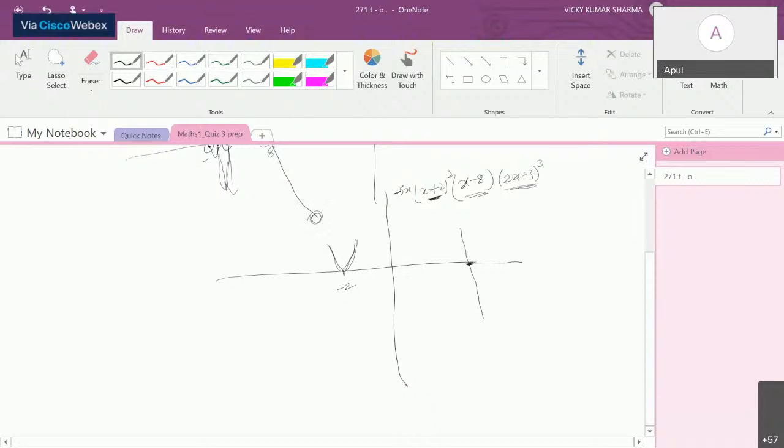For that, minus 5x will pass through 0. This will just go through as a straight line. Why will it go through 0, sir?